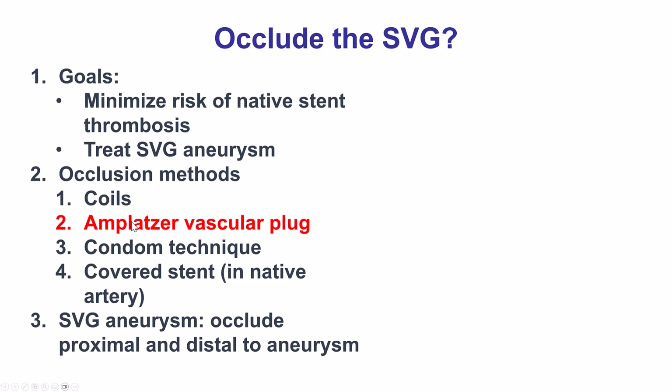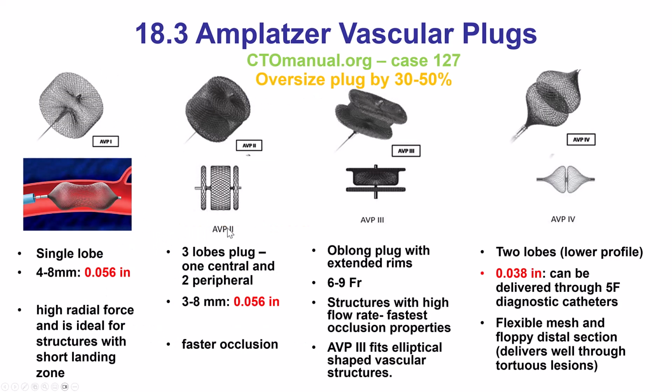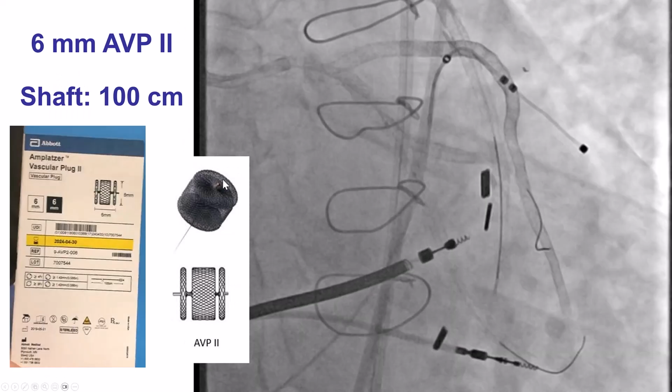Now, the second way to occlude the saphenous vein graft is to use an Amplatzer vascular plug. There are many types of Amplatzer vascular plugs. The one we have been using for closing vein grafts is the AVP2. It has 3 lobes and comes in different sizes. We try to oversize the plug by about 30 to 50%. So if the vessel is 4 millimeters in diameter, then we try to put a 6 millimeter AVP2.